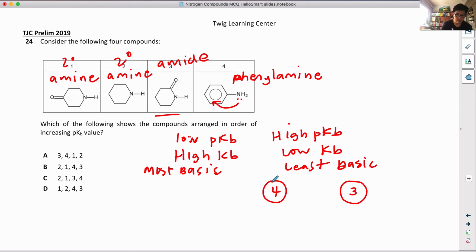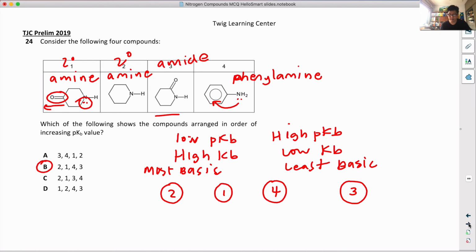Between these two, because of the O here, O is electron withdrawing. O is very electronegative. It's going to pull away the lone pair from here, so this one becomes less available. Less available means it's a weaker base, so I'm going to put 1 here, and probably 2 is the strongest base. So that's why the answer for this will be B.